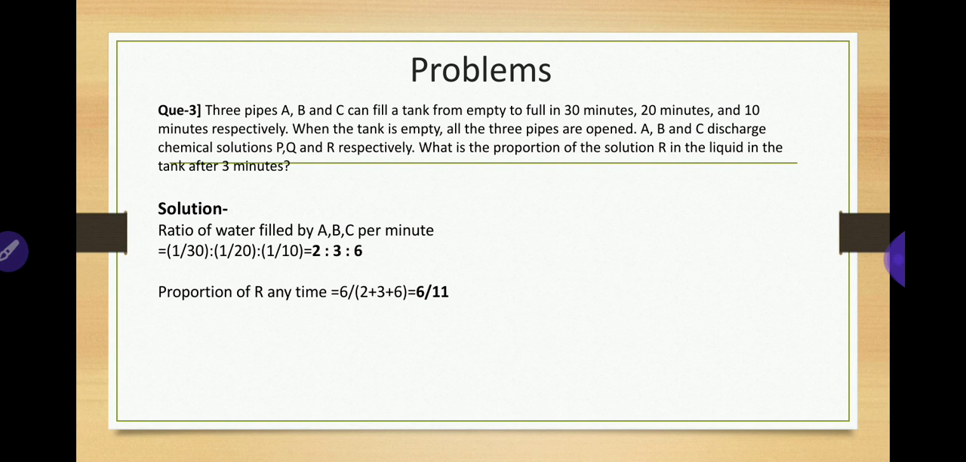Easily you can find the proportion of other chemicals also. Suppose you want to find the proportion of P solution. The ratio of P is the ratio of A, and it is 2. Therefore 2 divided by 2 plus 3 plus 6, which is 11. Therefore 2 by 11 will be the answer if the proportion of P is asked. If the proportion of Q is asked, then the answer will be 3 upon 11. So like this you can find the proportion of any with respect to others by using the ratio method. Understand? Next problem.